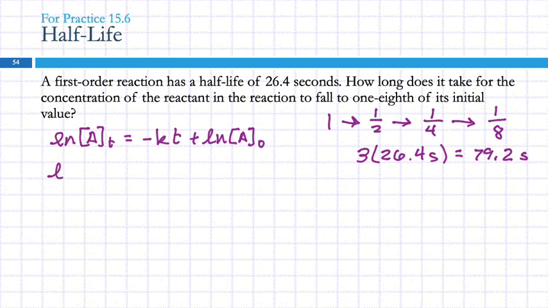And the rearranged form is actually more useful here. So we know that A at time t is 1/8 of that. So I'm feeling lazy, so I'm just going to change it in here. 1/8 of A0. And then the A0s drop out.